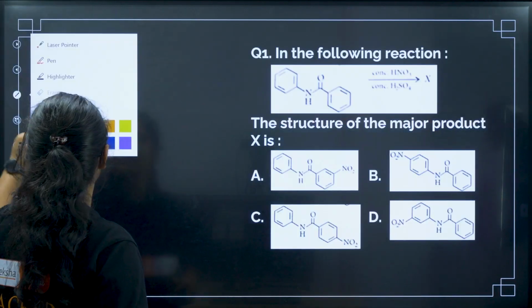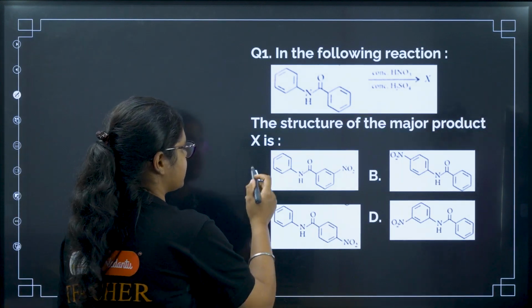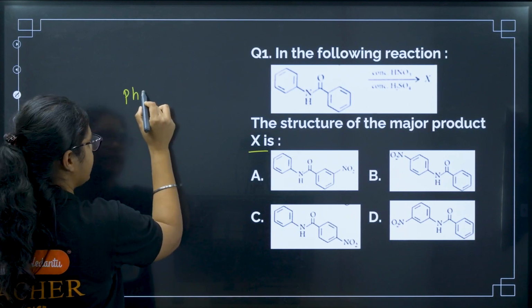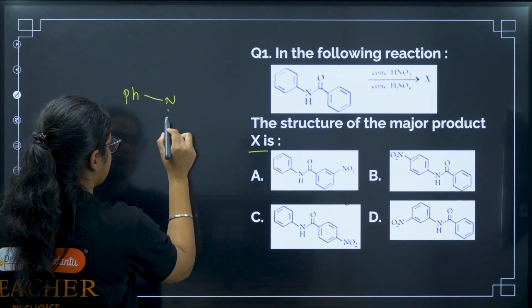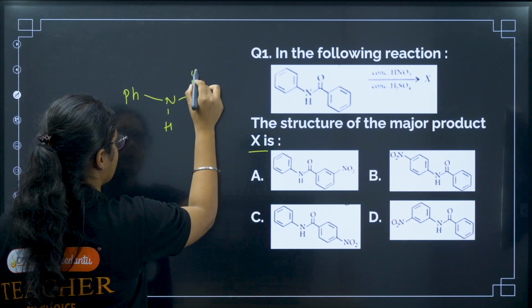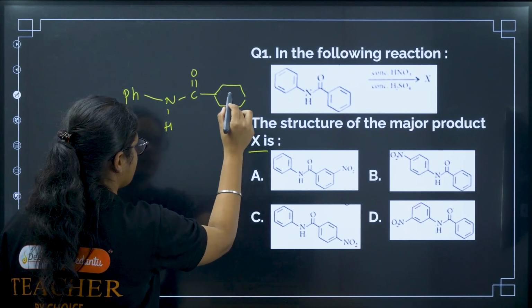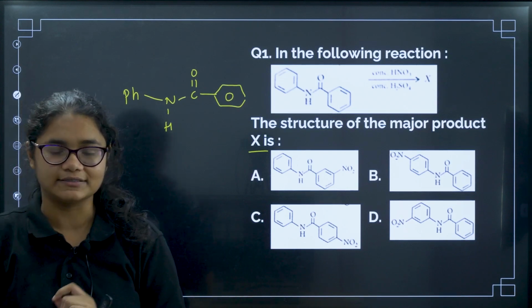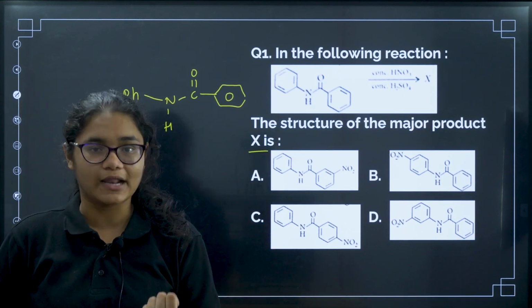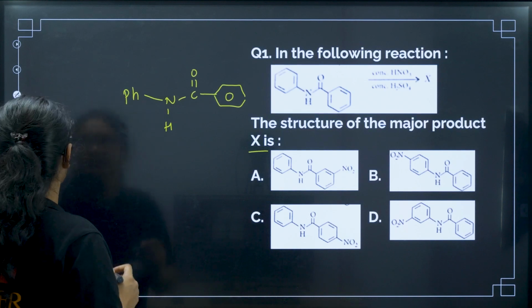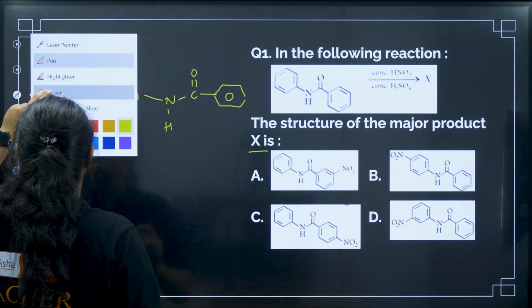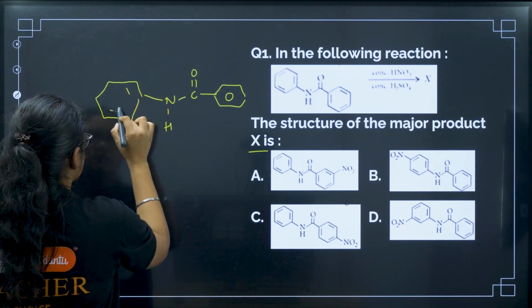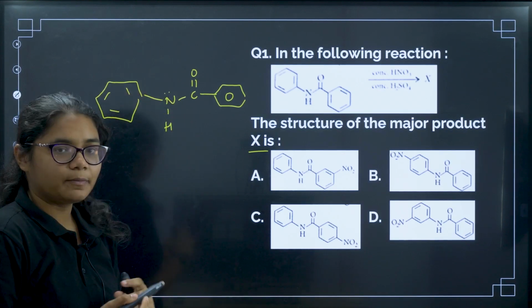So the first question is, in the following reaction, the structure of the major product is. So we can draw the structure once again. So we have here a phenyl ring, and then you have NH, and then C double bond O, and then again one more phenyl ring. And we are giving it with concentrated nitric acid and concentrated sulfuric acid. So if you know, these two are the reagents for nitration, right? So now what happens, if you see this one, I'll open the circle and do it once again. So you know this NH group is an ortho-para directing group.